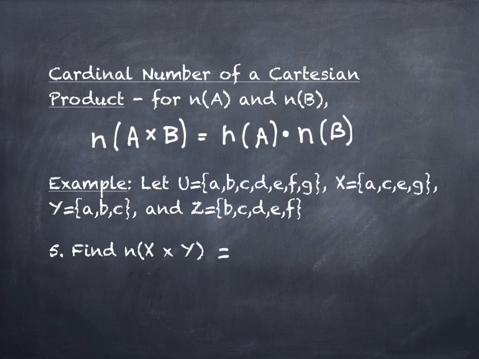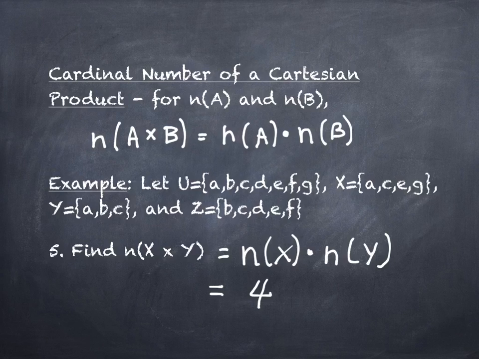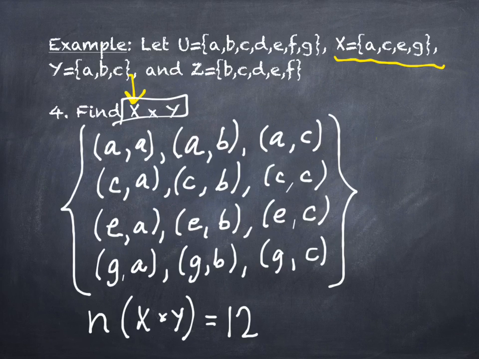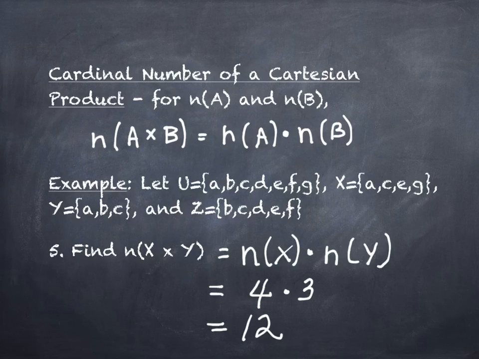So this formula says I should be able to take the number of items in X and multiply that by the number of items in Y. How many items are in X? 4. How many items are in Y? 3. And 4 times 3 is 12. The same 12 that I got on the previous slide, right? But done in a very different way.